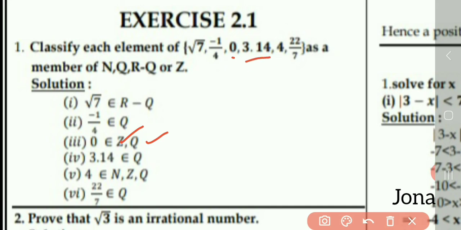The next one, 3.14. 3.14 is also a rational number. Then 4. 4 is a natural number. You can say this is integer or rational number also. The next one, 22 by 7. Obviously it is a rational number.